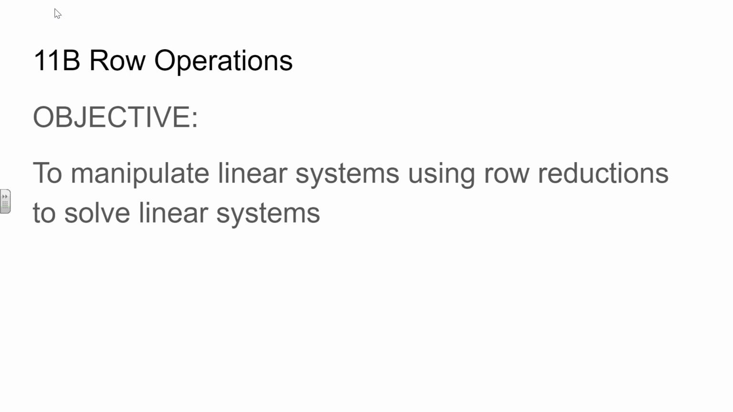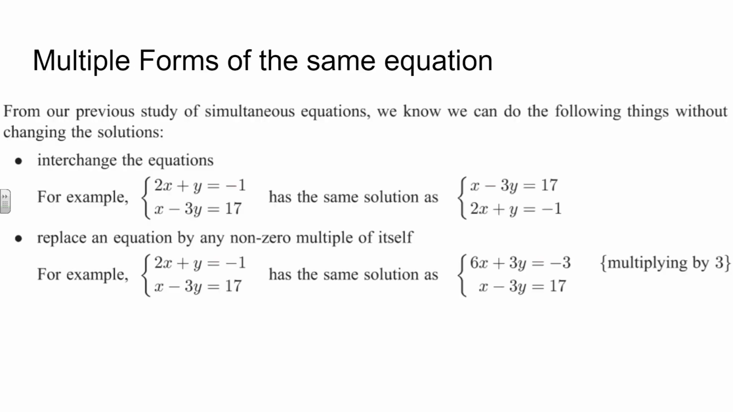Hey guys, Mr. Patterson here with you looking at section 11B, row operations. This is for IB math analysis and approaches, the HL level, and we're going to be looking at 11B from the Haese book. In this section, our objective is to manipulate linear systems using row reductions to solve linear systems.